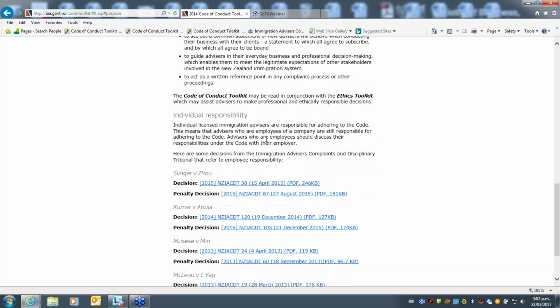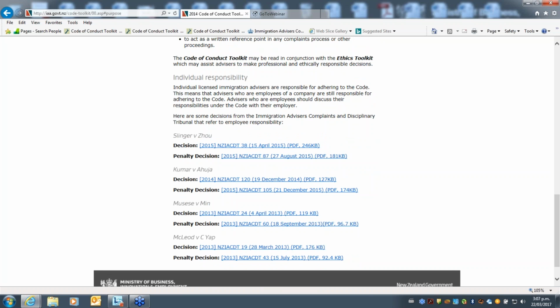So the first thing we talk about in the toolkit is the fact that the code applies to individuals. Individuals are licensed and individuals are responsible for adhering to the code. So you as a licensed advisor are responsible for your code responsibilities. And I know that this can be challenging in situations where you're an employee of a company. And your company may have guidelines around, or may have requirements around how you invoice, or the kinds of agreements that you enter into with your clients.